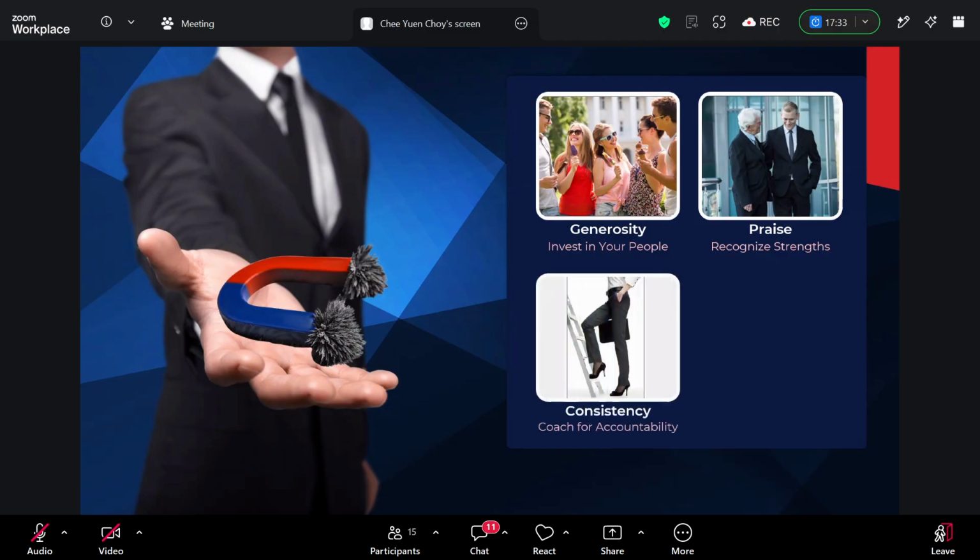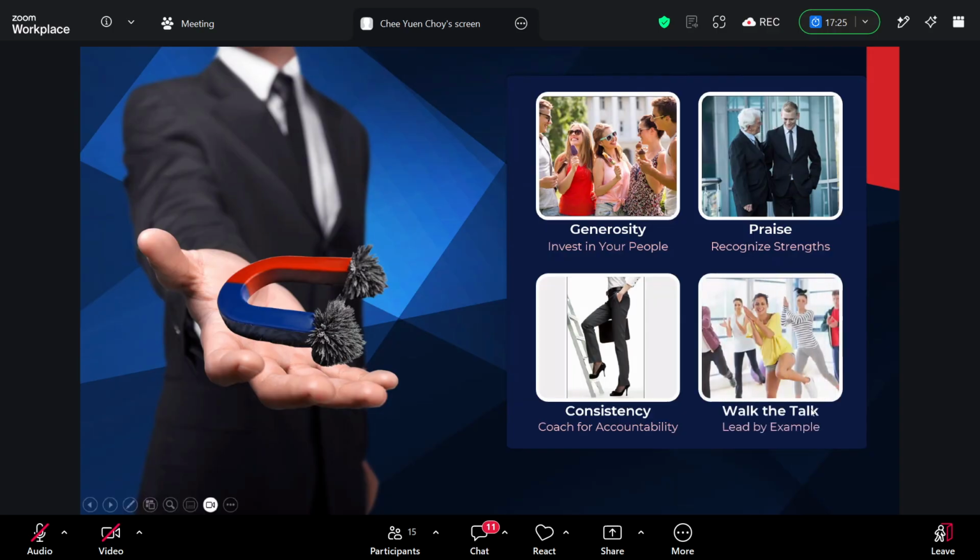And also consistency. Push for accountability. I will explain this in a little bit detail later. And finally, walk the talk. As a leader, we need to lead by example.